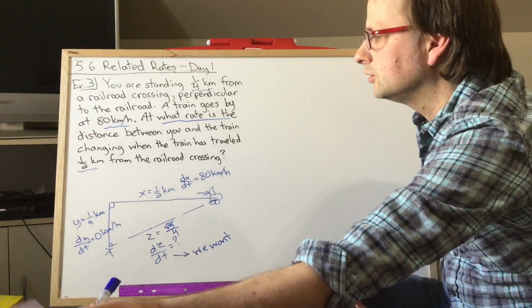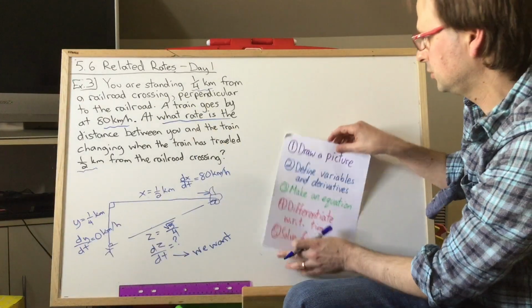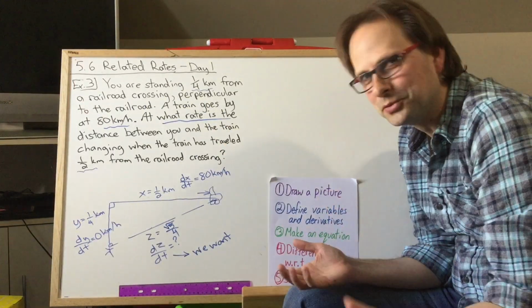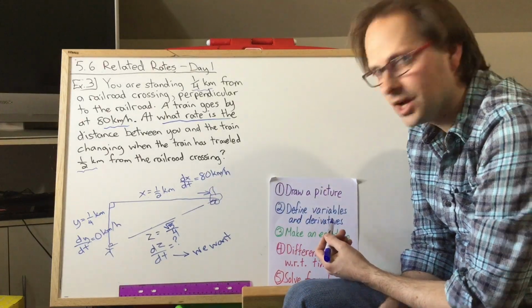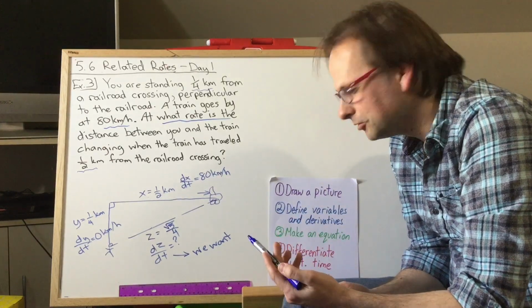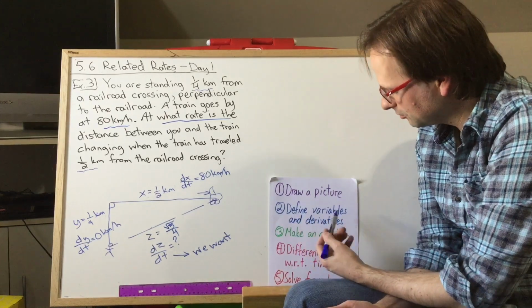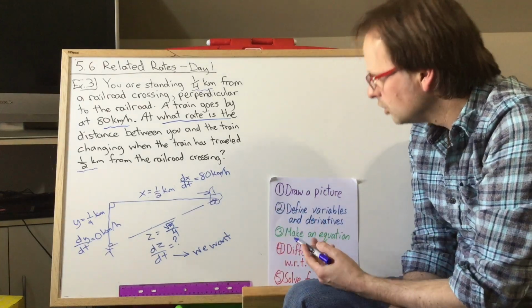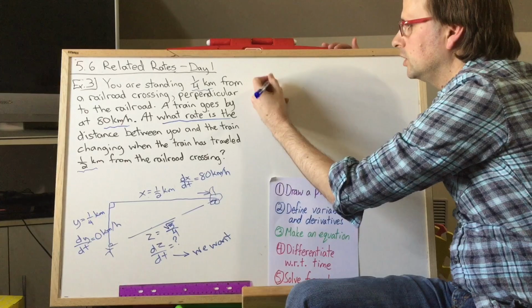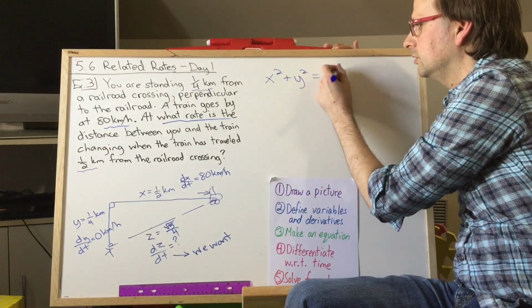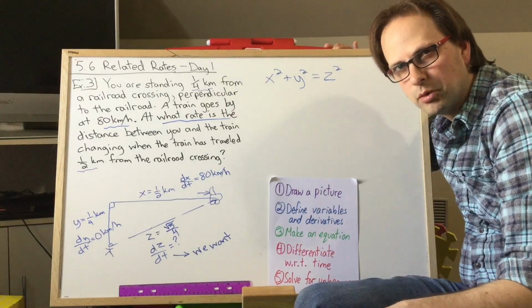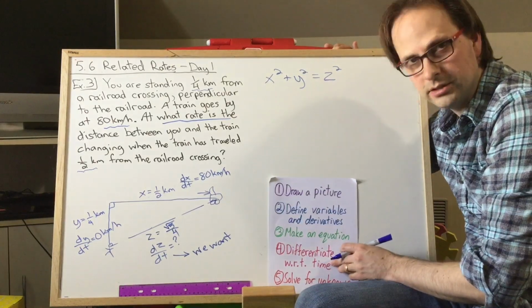Okay, so that leads us to reviewing our steps. We made a picture, plus we acted it out. We defined variables and derivatives, and acting it out can be really helpful. Anyways, back to the task at hand. Define variables and derivatives. Yep, we're going to make an equation. And that equation is just going to be any equation that connects these variables. Their derivatives will be connected once we differentiate.